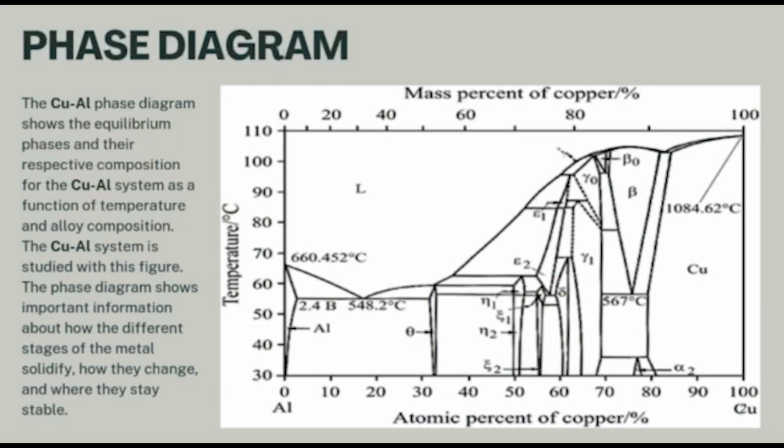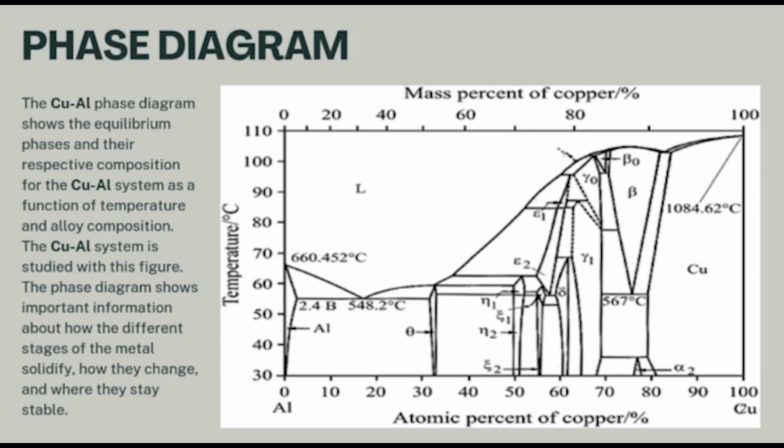Now, the phase diagram. The copper aluminium phase diagram shows how the alloy changes with temperature and composition. At high temperature, it is fully liquid. As it cools, solid phases form depending on the copper to aluminium ratio. On the aluminium-rich side, hard intermetallic compounds like theta and mu appear. On the copper-rich side, the alpha phase forms, a solid solution of aluminium in copper that is ductile and corrosion resistant.